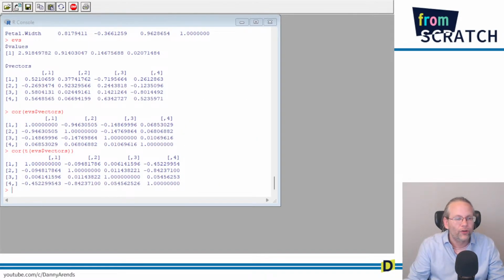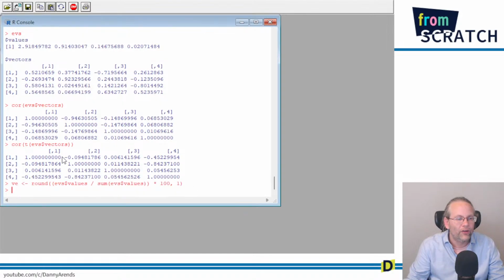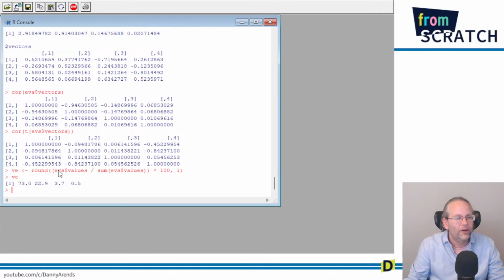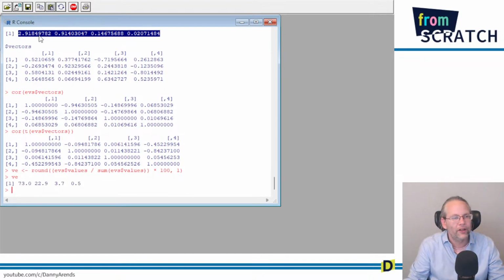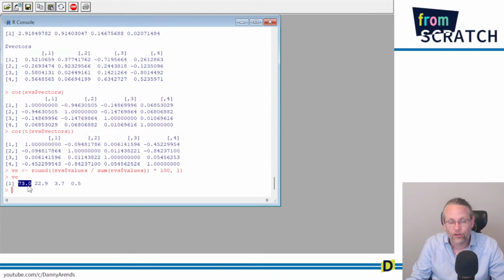So if I compute the variance explained, I take the eigenvalues, so that's 2.9 divided by the sum of this. So that's 2.9, 3.8, 4.2, 4.2. So it's like 2.9 divided by 4.2. You see that the first principal component is going to explain 73% of the data. The second principal component is going to explain 22.9%. The next one 3.7%, and the last one 0.5% of variance explained.